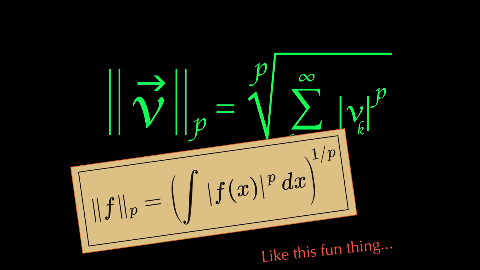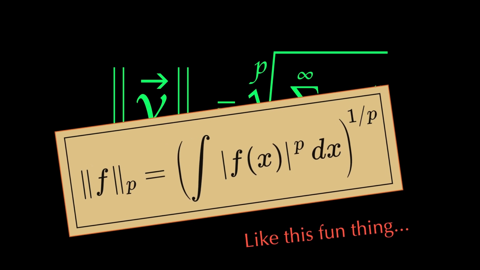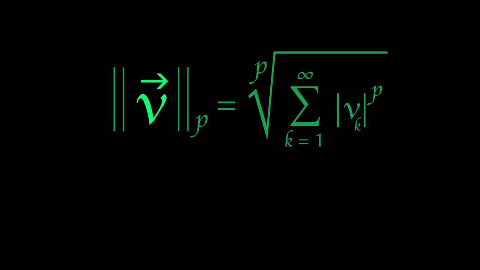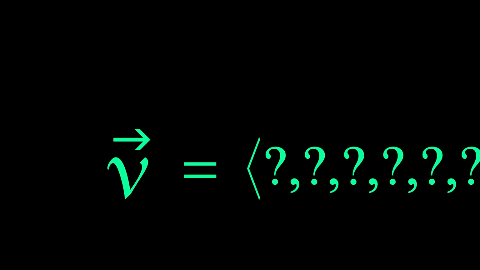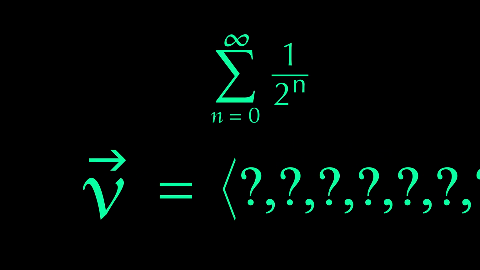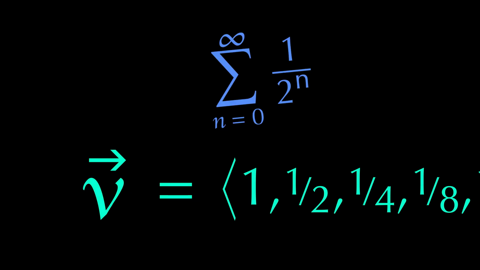I know, functional analysis is supposed to be about functions, not just vectors, but I thought I'll keep this one simple. So the next step was to actually create this vector. And of course, it had to have infinite dimensions. I decided to use this famous geometric series. The idea was to create a vector whose components are 1, 1/2, 1/4, 1/8, and so on. And so this summation was exactly what I wanted.